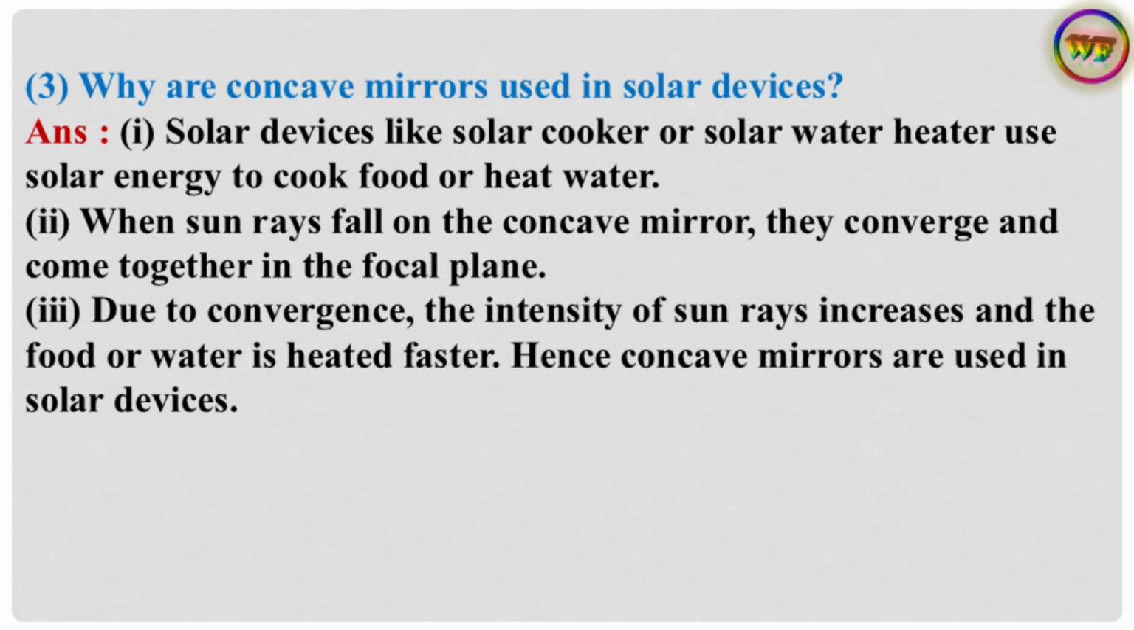Sub-question 3. Why are concave mirrors used in solar devices? Answer. Point 1. Solar devices like solar cooker or solar water heater use solar energy to cook food or heat water. Point 2. When sun rays fall on the concave mirror, they converge and come together in the focal plane. Point 3. Due to convergence, the intensity of sun rays increases and the food or water is heated faster. Hence, concave mirrors are used in solar devices.